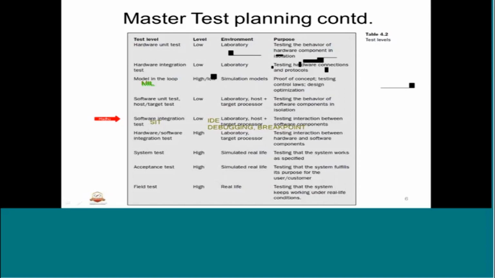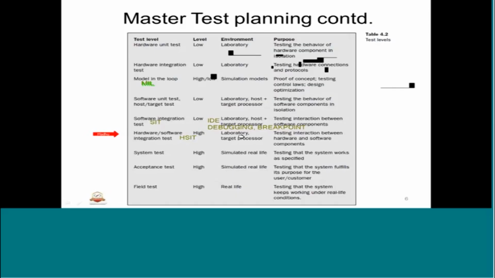Testing the interaction between software components is taken from the software integration test. Similarly, the next level of test is HSIT, where we focus on the entire system behaving when it is integrated with different software components, and how those software components have behaved on the target. In the other one we focus only on the software-to-software interactions. Here we focus on software to hardware or hardware to software. Testing the interaction between hardware and software is technically HSIT.